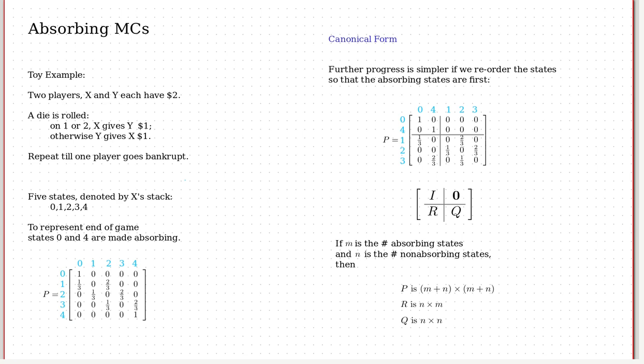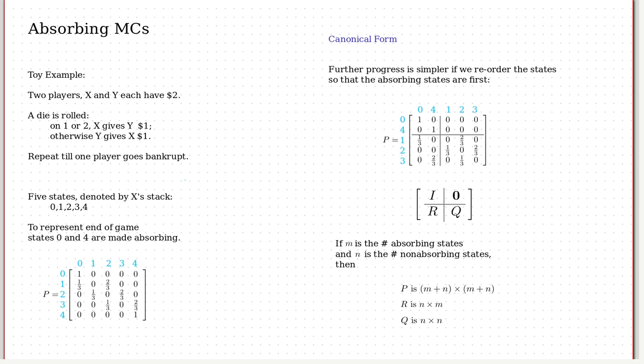So we'll model this as an absorbing Markov chain that has 5 states. A simple way to do it, and easy to keep track of, is to let the states be denoted by the whole numbers 0 through 4, where the numbers represent how large X's stack of dollars is, or poker chips or whatever. So 0, 1, 2, 3, and 4, those are the 5 different states.